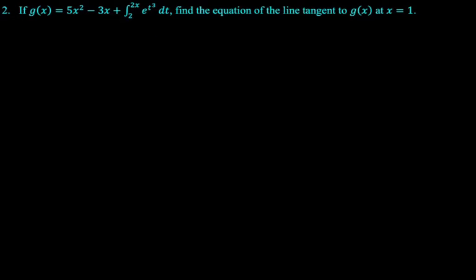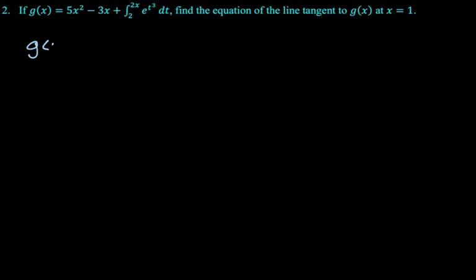So if g of x, I guess we're doing accumulation functions today. If g of x is 5x squared minus 3x plus the integral from 2 to 2x of e to the t cubed dt, we want to find the equation of the line tangent to g of x at x equals 1. So if this was at anything other than 1, I think we'd kind of be in trouble because of that definite integral we'd need to evaluate, but it's at 1, so we're good.